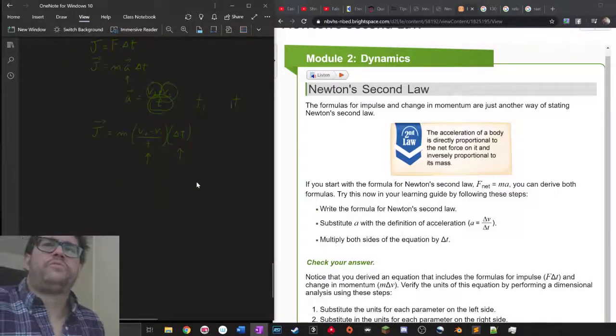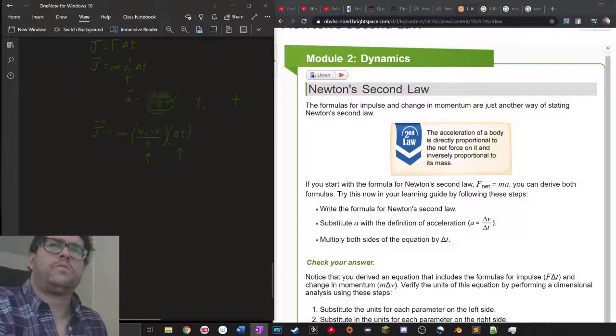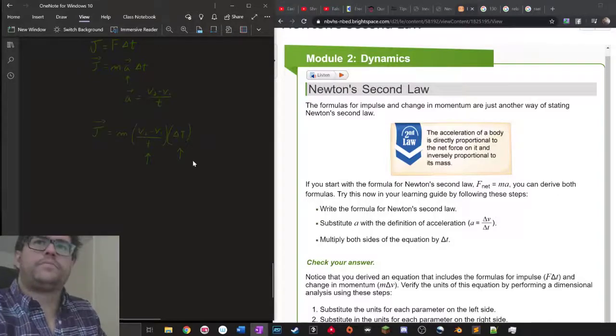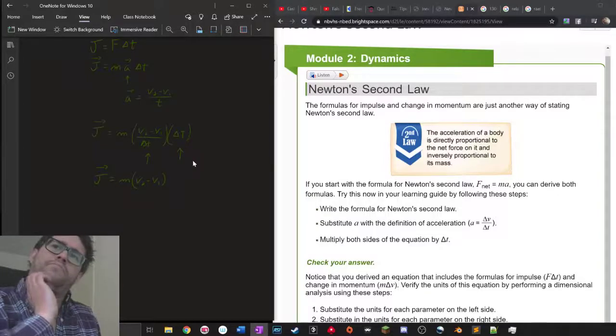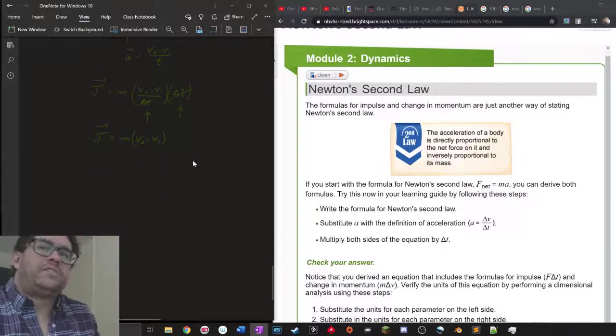Lot of stuff. M is the same, it can be cancelled, it should be cancelled. We get J is V2 minus V1. Get my point? Well, what is that? That, friends, is the difference in momentum, isn't it? So J is the difference.